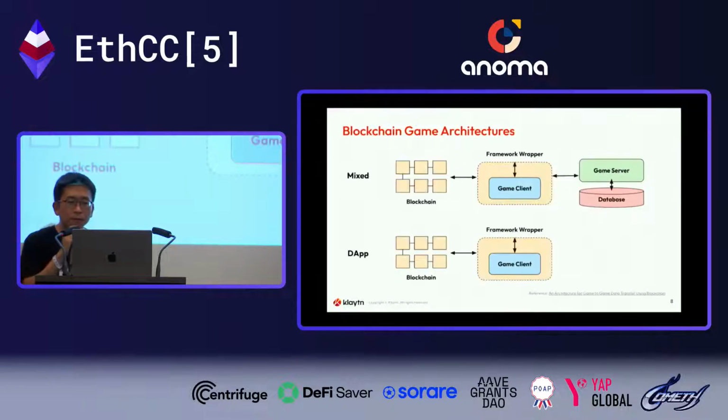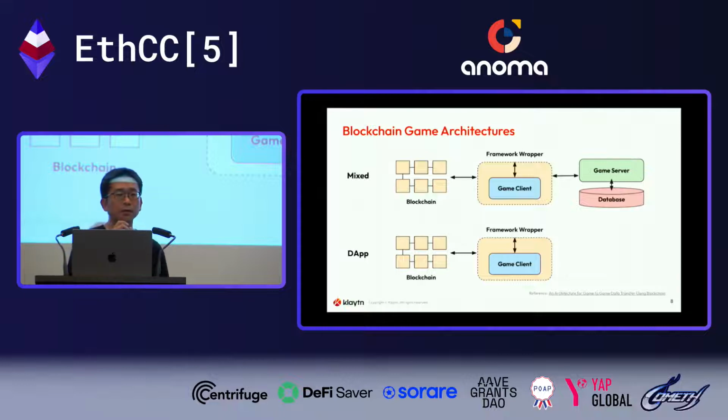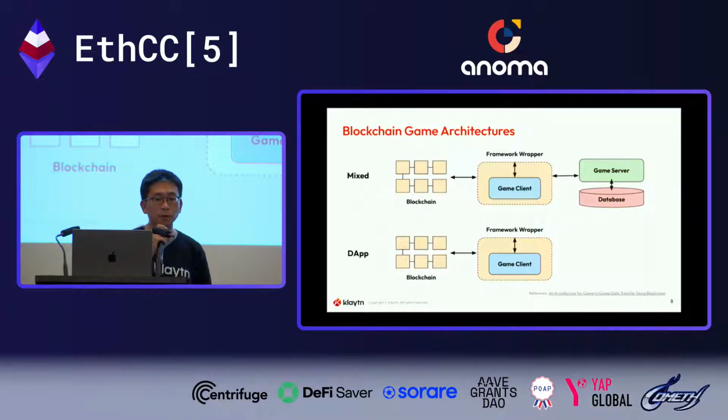But if we look at how we integrate blockchain into this traditional architecture, then there might be more, but there are two ways we can simply think about. The first one is the mixed approach. So we have the game client, and we still have the game server and database, but we can interact with the blockchain for in-game access or to store important game data or user data on the blockchain. So this is a kind of mixed, hybrid approach.